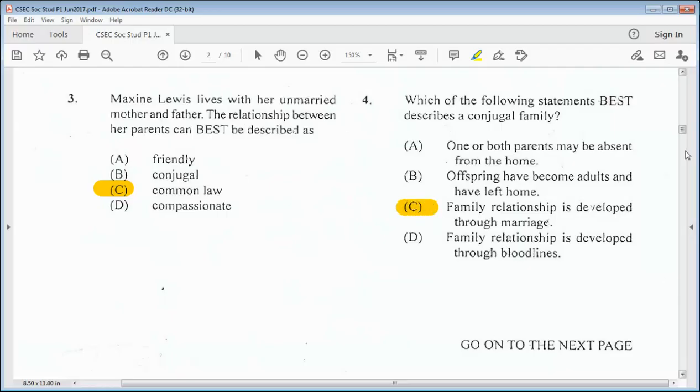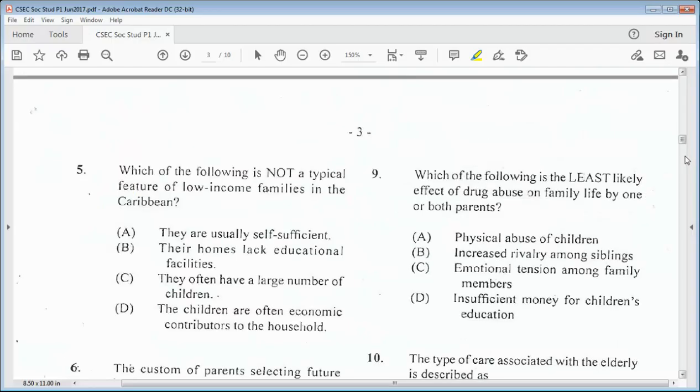Let's move on to number 5. It says, which of the following is not a typical feature of low-income families in the Caribbean? A, they are usually self-sufficient. B, their homes lack educational facilities. C, they often have a large number of children. Or D, the children are often economic contributors to the household.